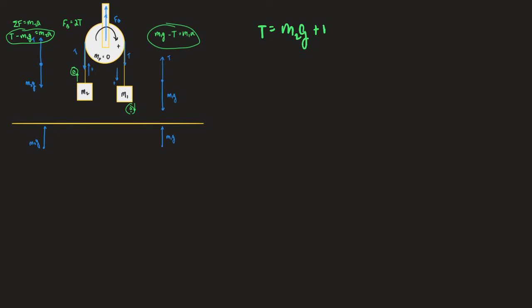M2G plus M2A. I'm just going to start the process of substitution. I've got two equations that have tension in it, two equations that have acceleration in it. Seems like eliminating the tension is probably the way to go. Once I've done that, I can do my substitution into here and get M1G minus M2G plus M2A equals M1A.